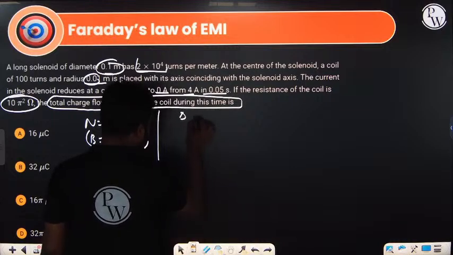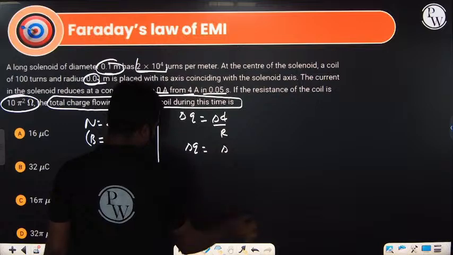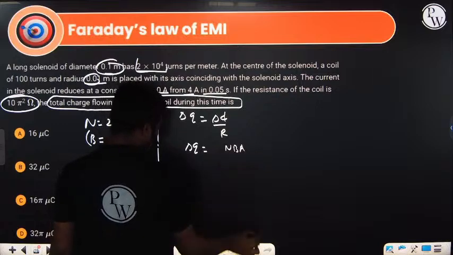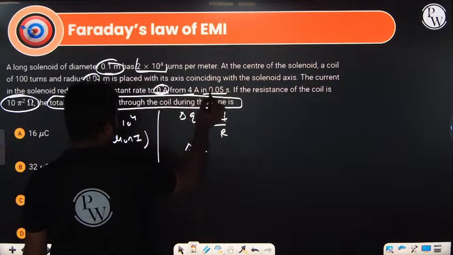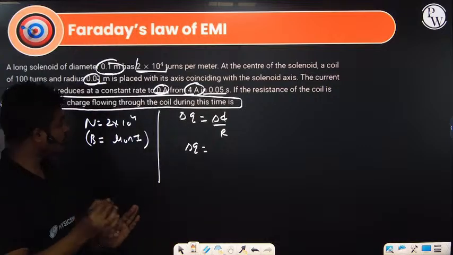Delta Q is given by delta phi by R. So delta Q is equal to delta phi by R. What is delta phi? Change in flux, N B A. You can check what is changing here: the current goes from 0 to 4 ampere. Because of the change in current, there will be a change in magnetic field also.